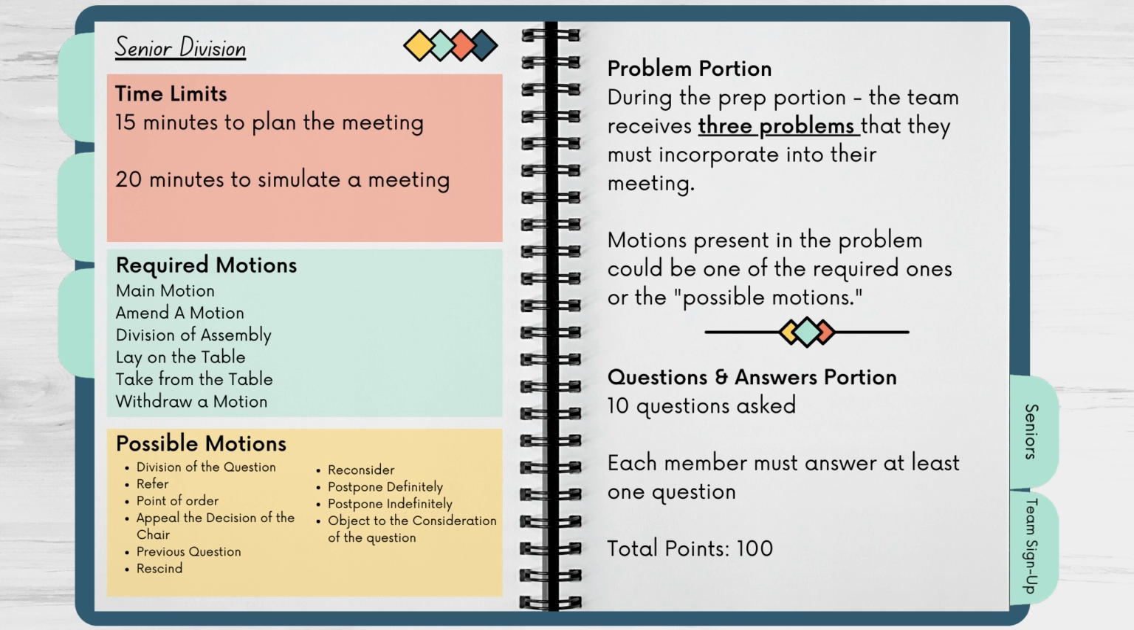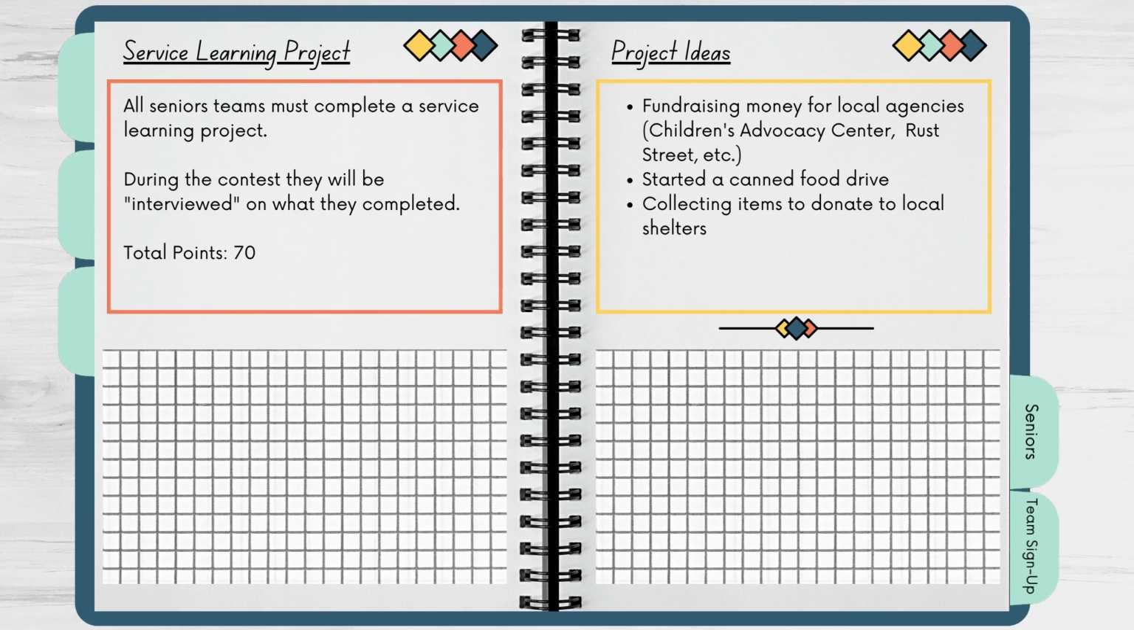And just like the juniors, those 3 problems could have their required motions or some of those possible motions that they'll learn through practice. They also will get asked 10 questions following the planning and simulating the meeting, and each member must answer at least one question, and that is a total value of 100 points.